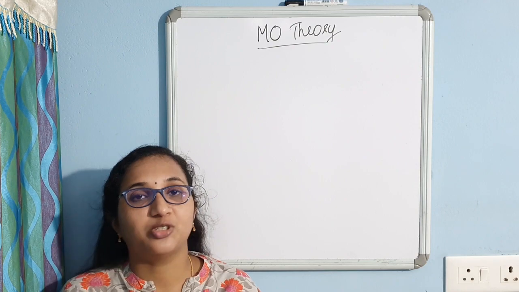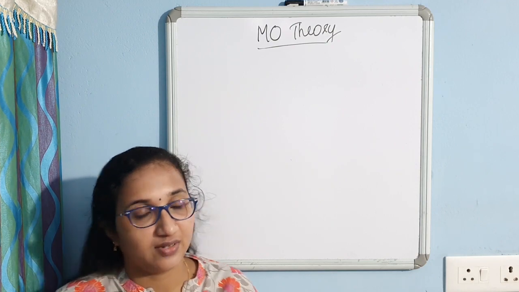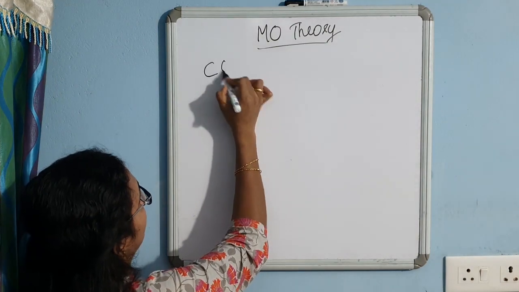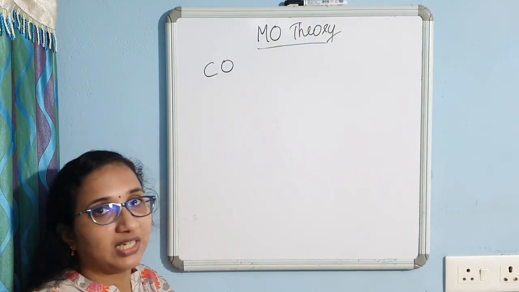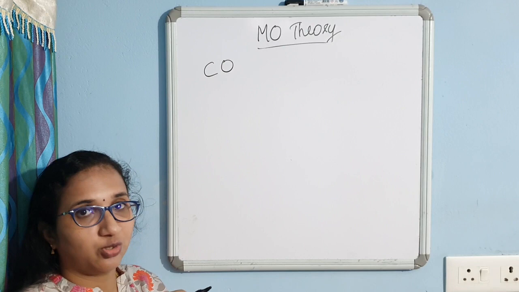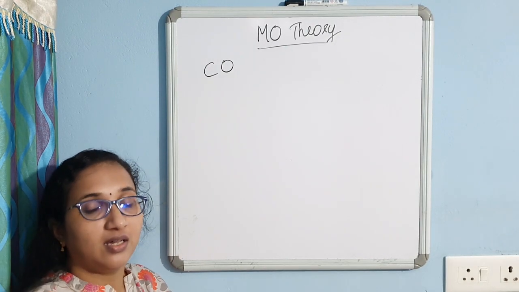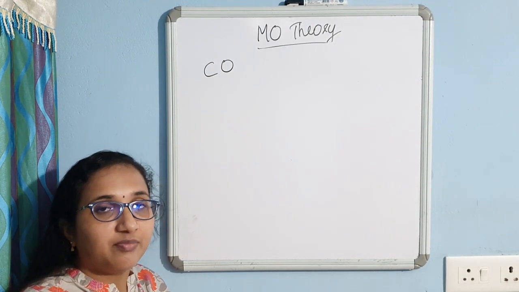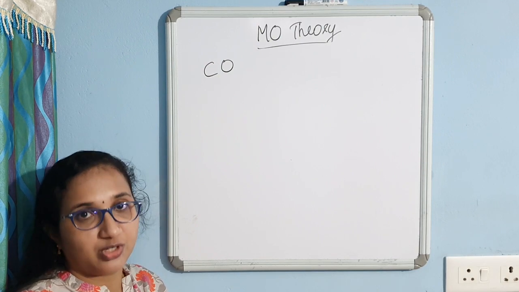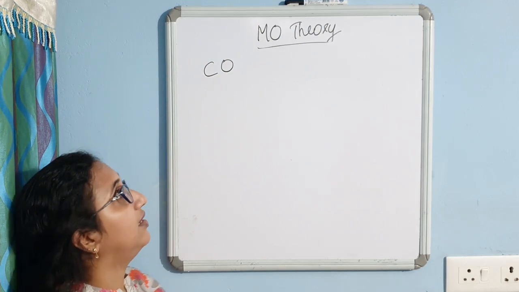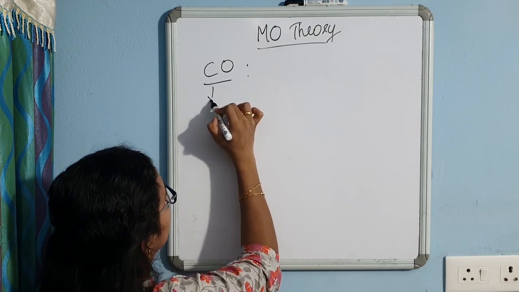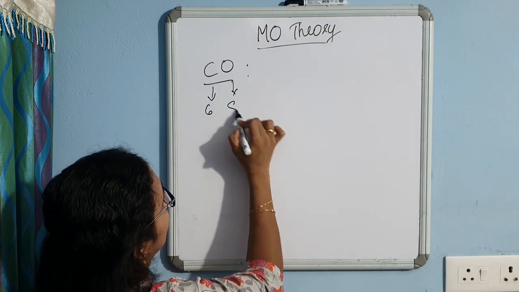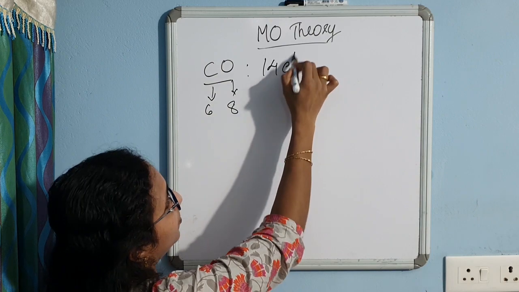Let's see heteronuclear diatomic molecules. First of all, carbon monoxide. The MO configuration of homonuclear and heteronuclear diatomic molecules are similar because it just depends on the total number of electrons present. And we know in the carbon monoxide molecule, carbon atom has 6 electrons, oxygen atom has 8 electrons. So it has a total of 14 electrons.